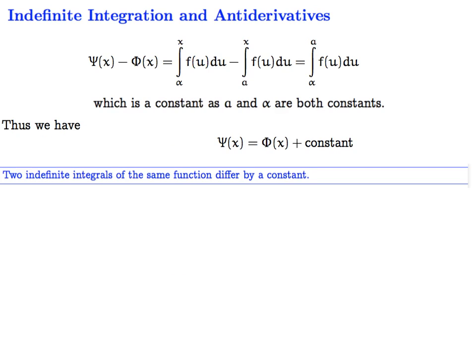So this idea is crucially important. These two are both indefinite integrals because you can just pick any number you want for alpha, for a, for your lower bound of integration. It doesn't matter. The key, though, is that they differ by a constant. They're only off by a little constant, some number. It's not some big function making them different. It's just some number.